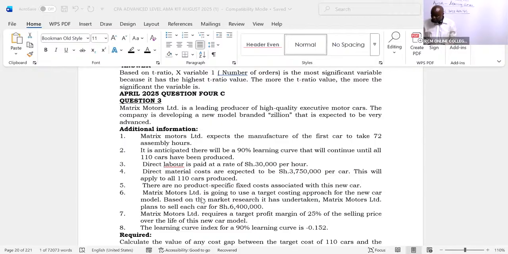Matrix Motors Limited is going to use a target costing approach for the new car model. Based on the market research it has undertaken, Matrix Motors Limited plans to sell each car for 6.4 million. It requires a target profit margin of 25% of the selling price over the life of this new car model. The learning curve index for a 90% curve is minus 0.152. So they want me to give them the value of any cost gap between the target cost of 110 cars and the expected cost.